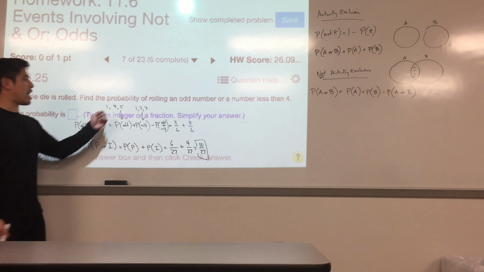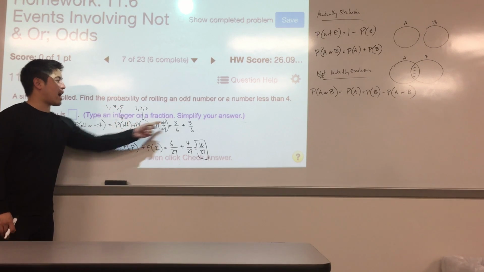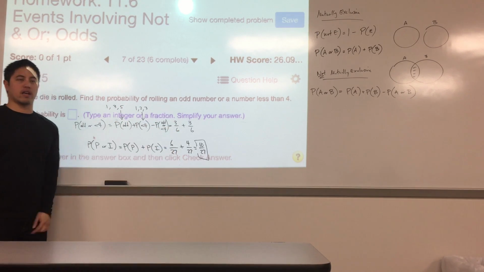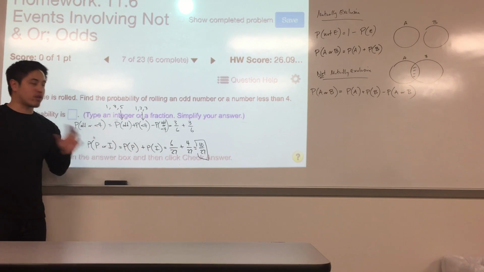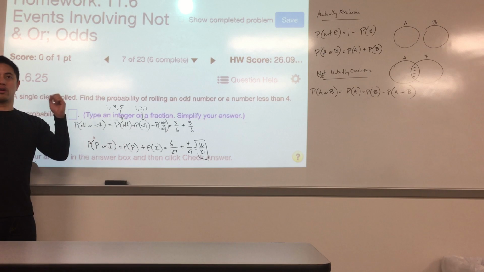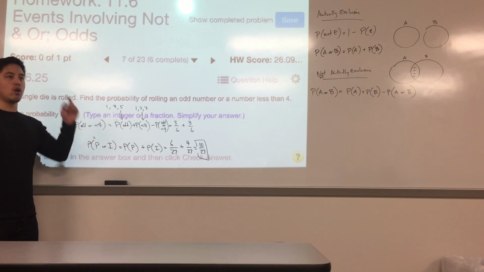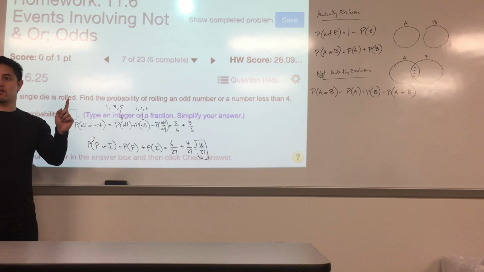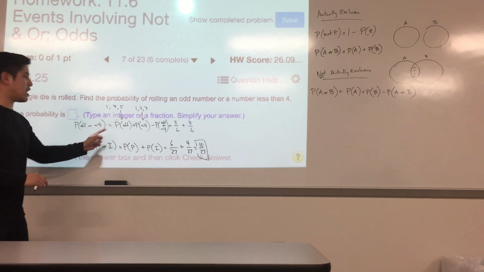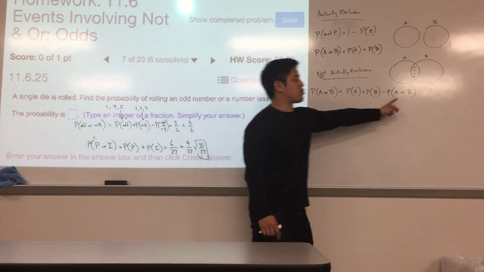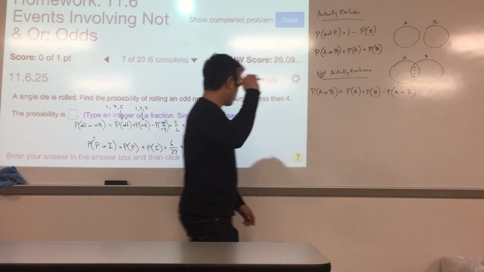Because we already counted the 3. If you add these together, how many 3s do we have in our answer? 2, right? We can't have both of them. We need to take out what they have in common, which is one of the 3s. Does that make sense? You don't want to count the 3 twice. So how many things do we have to take out in the subtraction part here? 1.